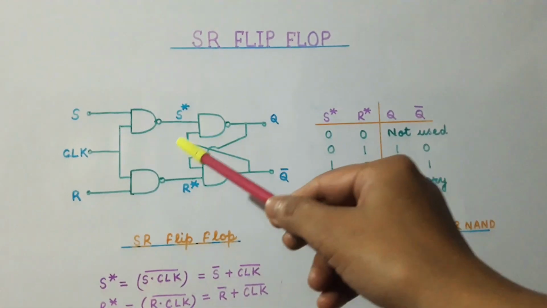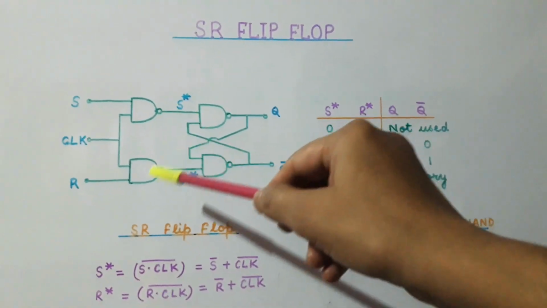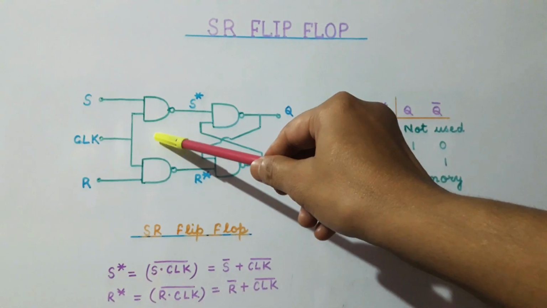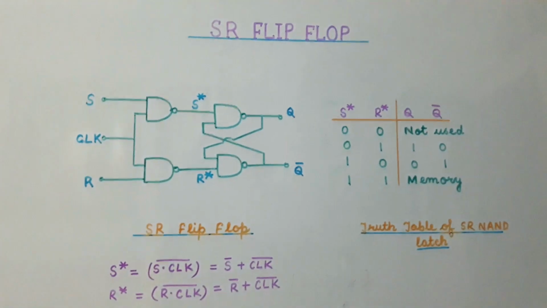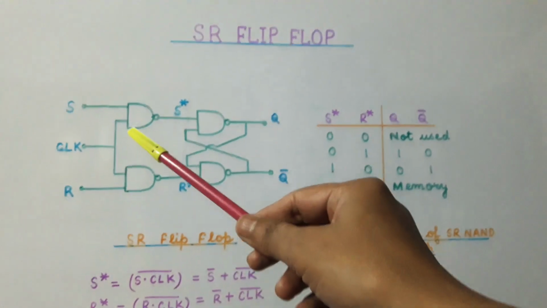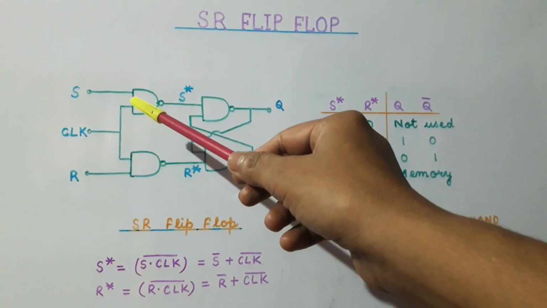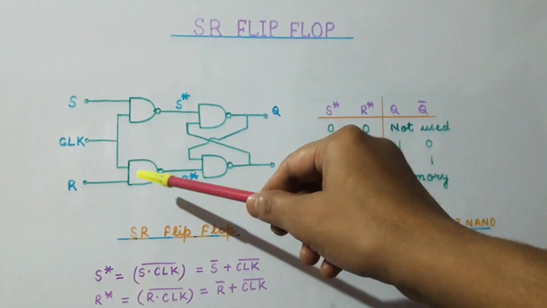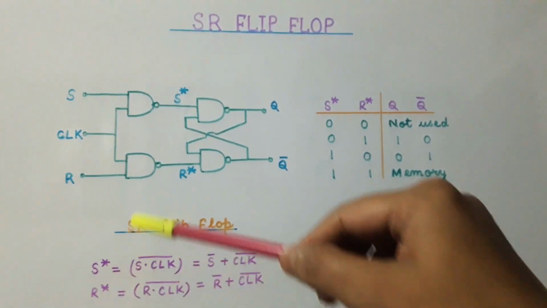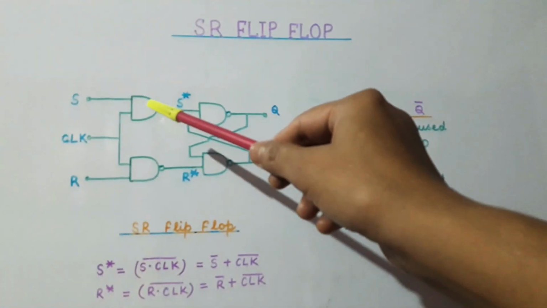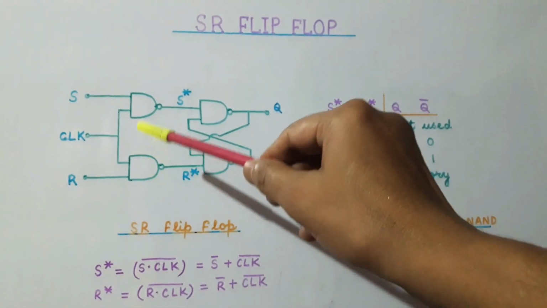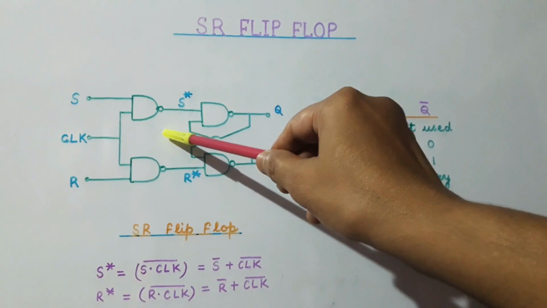Now we have modified this circuit by adding two NAND gates and we have given a controlled input or clock here. This clock is basically a controlled input because we don't want the inputs S and R to change accidentally. That is, we want these inputs to change only when we want. So for that purpose, we have introduced a clock here.